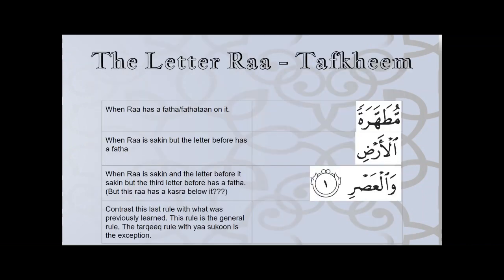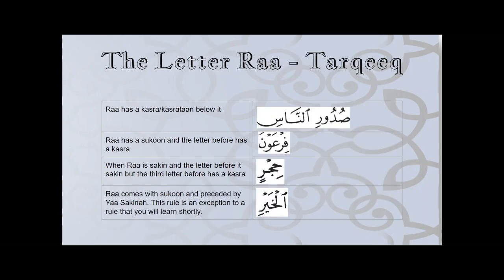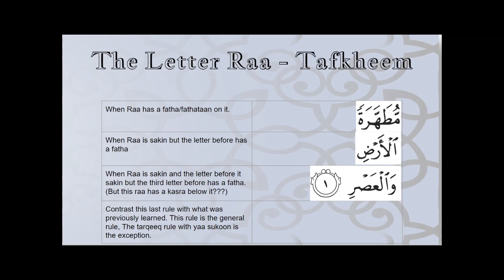The general rule is that when you are doing sukoon on a ra and the letter before it has a sukoon, but the third letter before has a fatha, then it will be pronounced heavy. This is the rule. Wal asr, the ra is pronounced heavy. This is the exception. Al khair, ra is pronounced light in this case. So that is the rule and that is the exception.